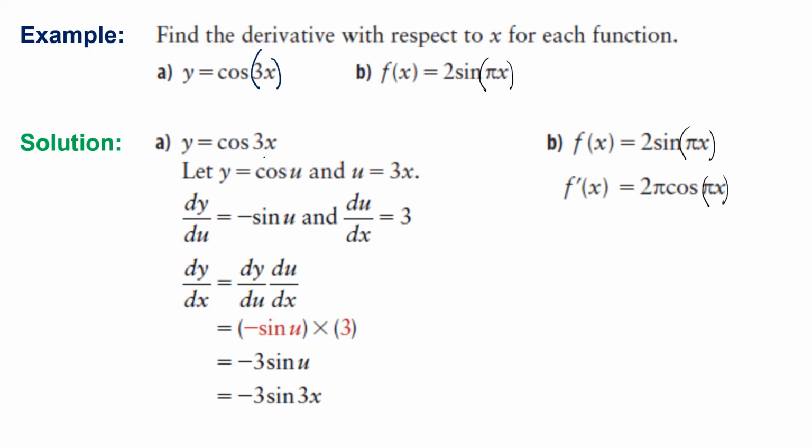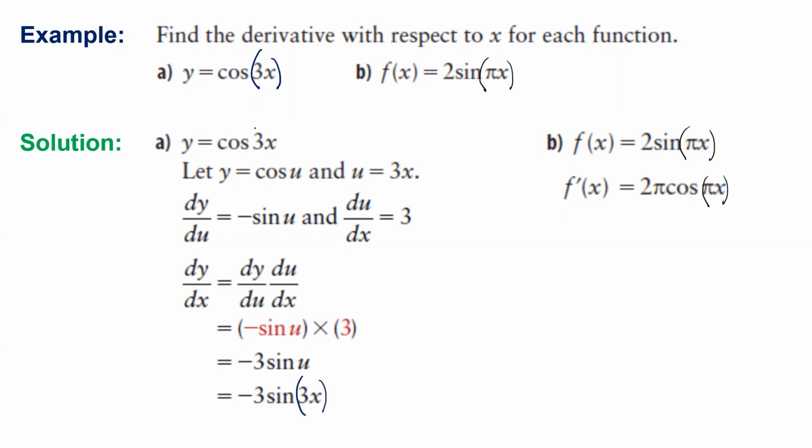Question A, y equals cosine 3x. The outer function is cosine u, right? Inner function is 3x. Therefore, dy by dx is dy by du, where u is 3x, times du by dx. Okay, so the derivative of the outer function is negative sine u. The derivative of the inner function is 3, right? Okay, so that gives us negative 3 times sine u. Note here, u is 3x. Therefore, the final solution is negative 3 times sine of 3x.